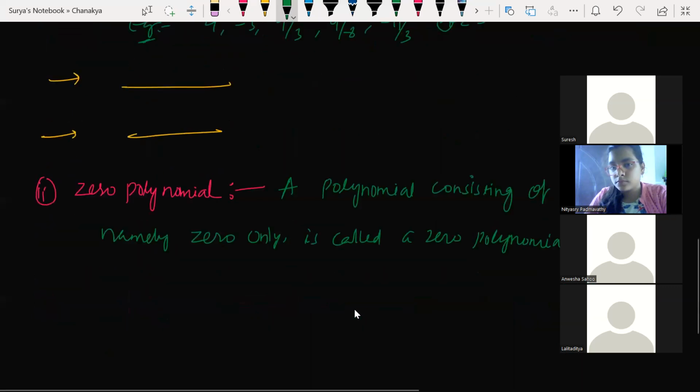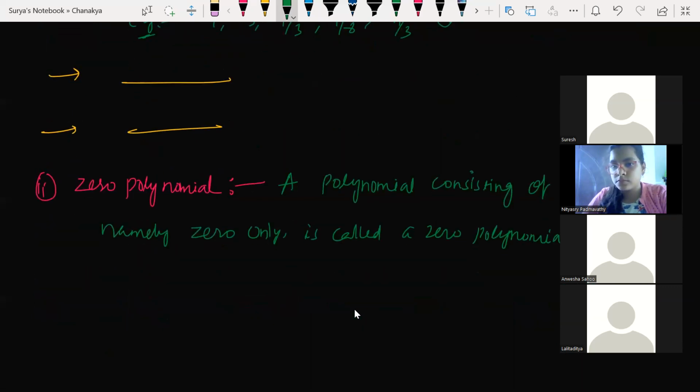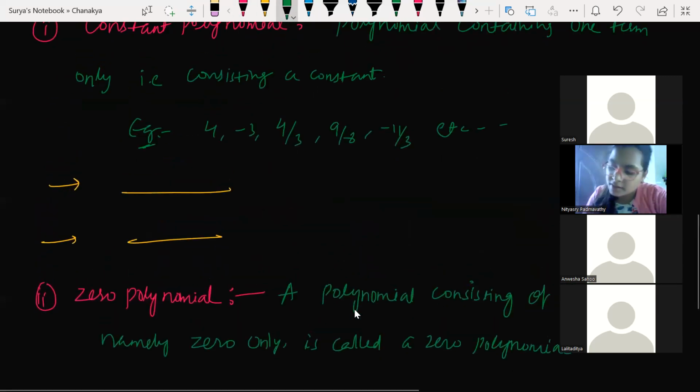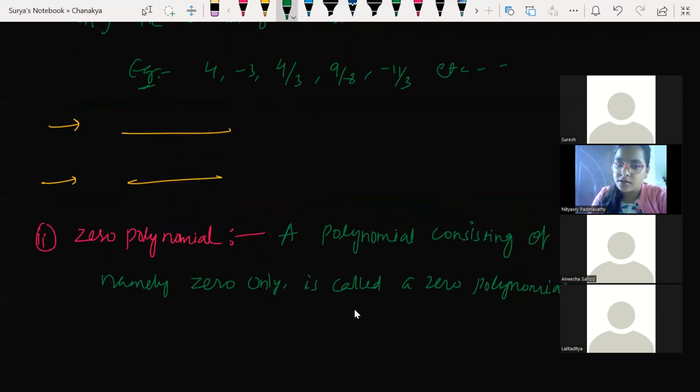Okay, children. Zero polynomial is nothing but what? A polynomial consisting of one term, namely zero only, is called a zero polynomial. Okay. Next. Zero polynomial comes under constant polynomial. Yes. Then why is it a subset? Zero polynomial comes under constant polynomial only, but in zero polynomial we have only one zero. Apart from zero, we will not be having anything.